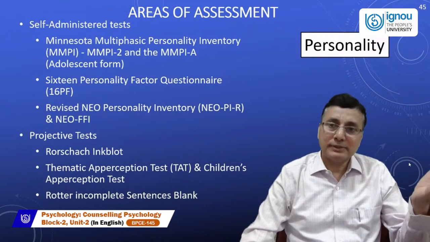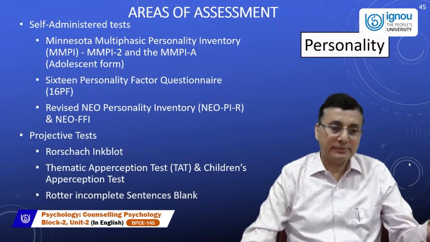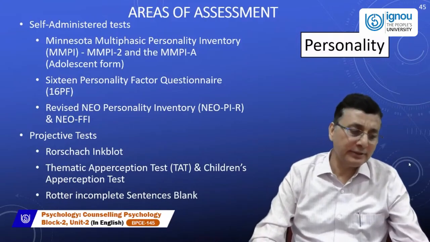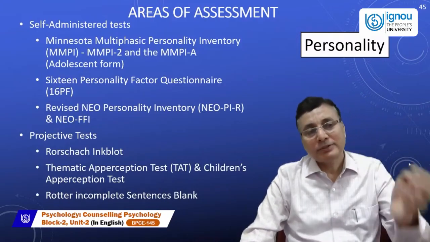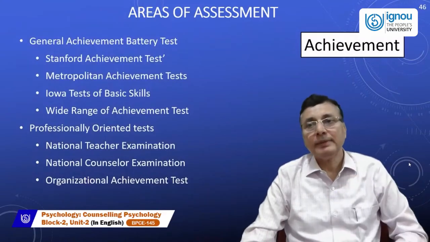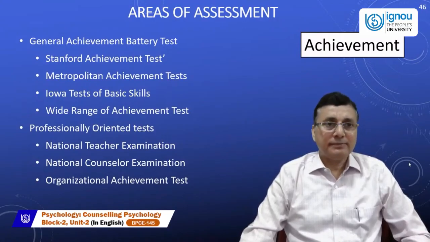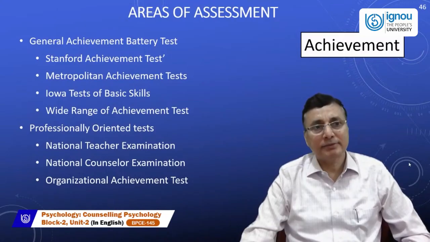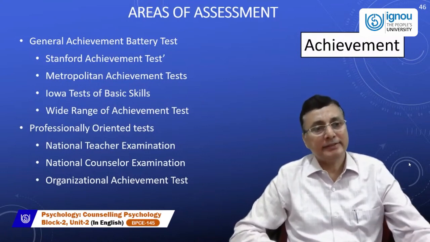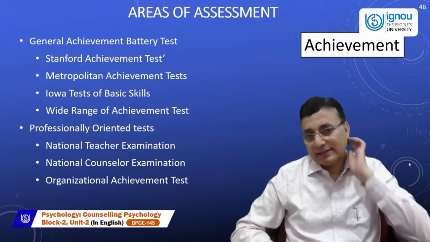As we have seen, there are personality tests, self-administered questionnaires and projective tests, as we have already discussed. For administration of a projective test, you need lots of training, but for a questionnaire, you need training in administration, scoring, and interpretation. There are various tests for achievement, like the Standard Achievement Battery, Metropolitan Achievement Test, Iowa Test of Basic Skills, Wide Range Achievement Test, then professional oriented tests: National Teacher Examination, National Counselor Examination, Organizational Achievement Test.